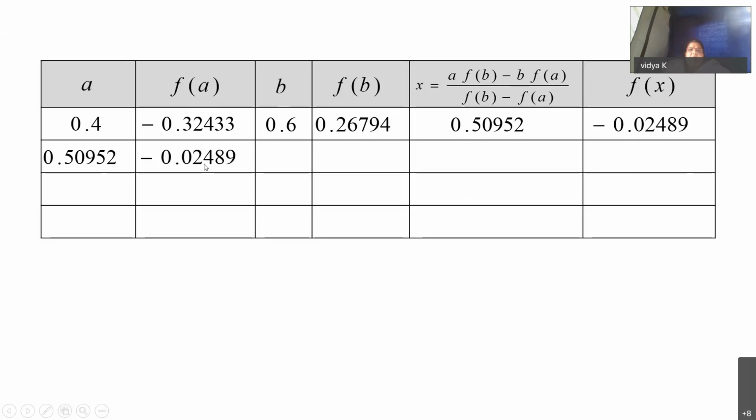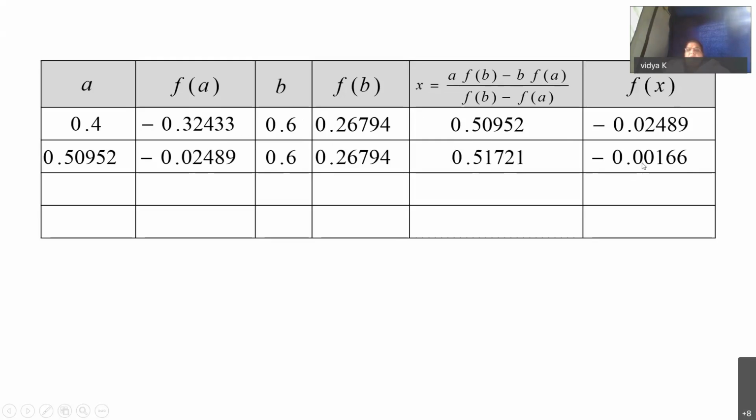Carry this here and keep this as it is. And again substitute a by this, f of b by this, minus b by this, f of a by this, divided by this, minus of minus plus this, and simplify. You get this, and get f at this. F of x is x e to the power x minus cos x. Substitute x as this in that formula, you get negative.